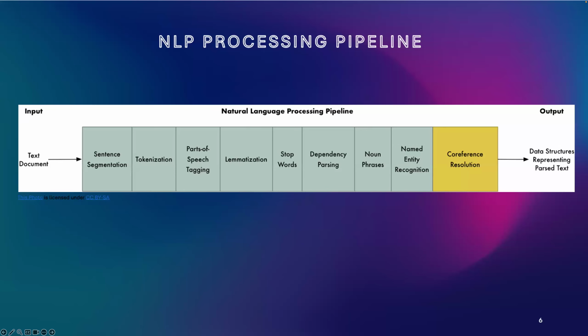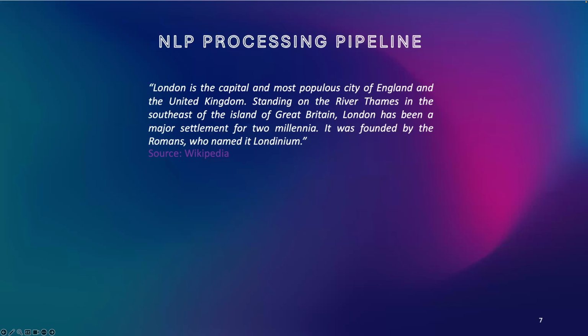But now let's take an example because we've been talking a lot and it would be good to look into something more clear, let's say. So we have this wiki text, right? It says London is the capital and most populous city of England and the United Kingdom. Standing on the River Thames in the southeast of the island of Great Britain, London has been a major settlement for 2 millennia. It was founded by the Romans who named it Londinium.